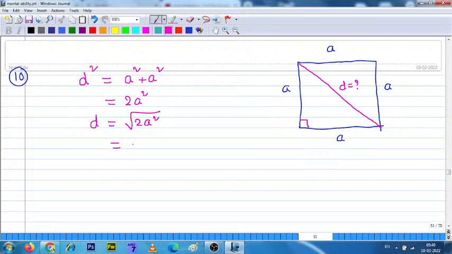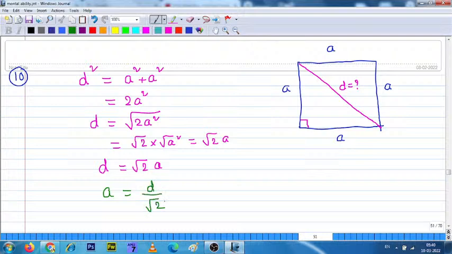So this we can write as root 2 times root of A square. So that is root 2 times A. So this diagonal is given by root 2 times A. Suppose the length of the side of a square is given, we can find out the length of the diagonal using this formula, root 2 times side. For example, if the diagonal is given, easily you can find out the side also. A is equal to D upon root 2.